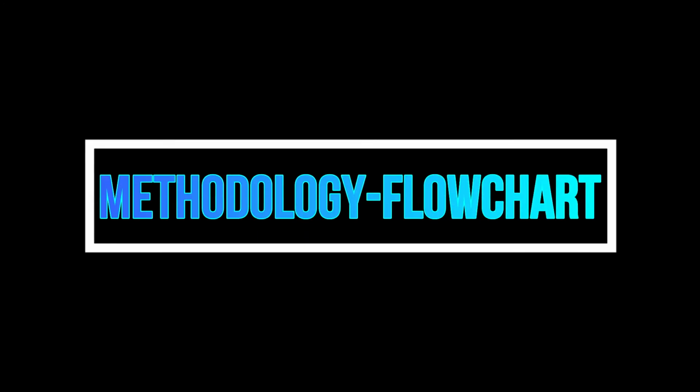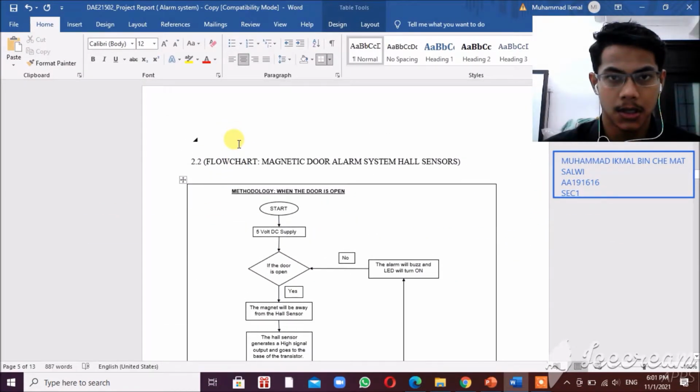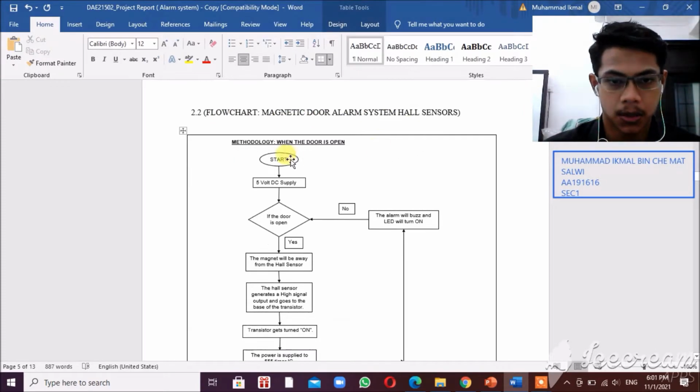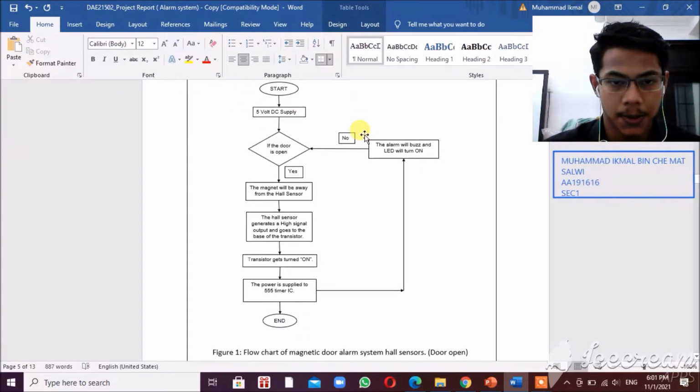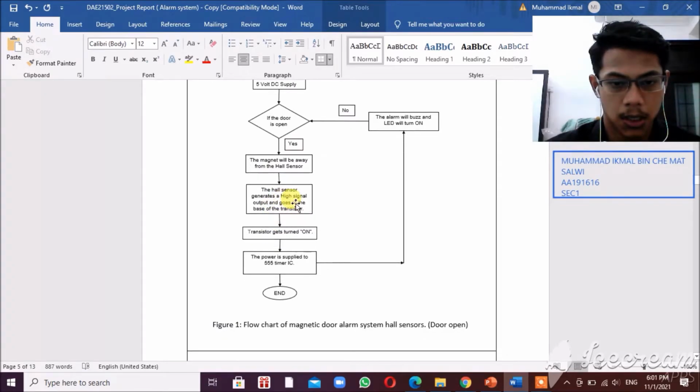So we will continue with the second methodology, using a flowchart for the magnetic door alarm system using a Hall sensor. First, we check whether the door is open. If yes, the magnet will be away from the Hall sensor, and the Hall sensor generates a high signal output that goes to the base of the transistor, and the transistor gets turned on.